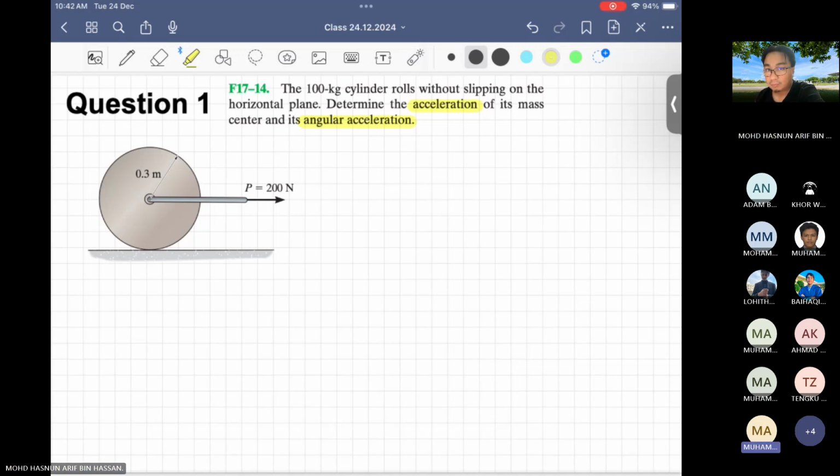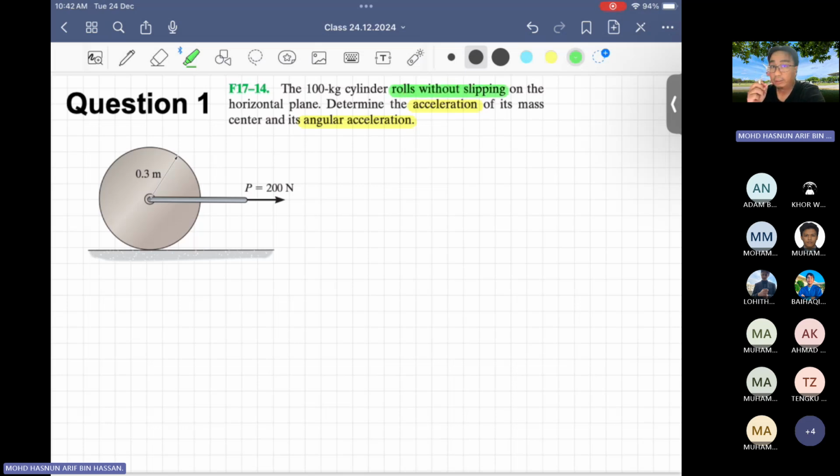There is friction. How do you know that there is friction? Because it says rolls without slipping. Rolls without slipping means that there will be friction.